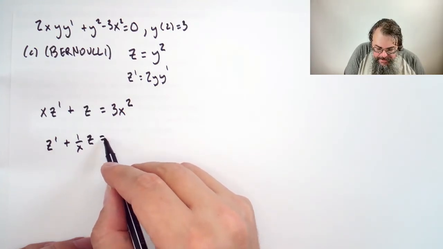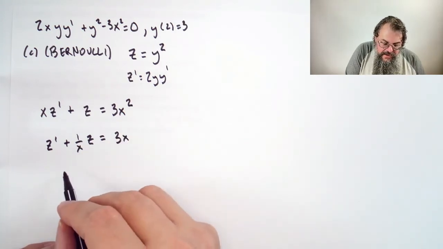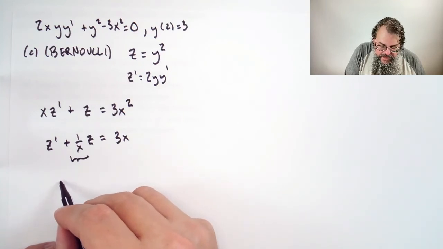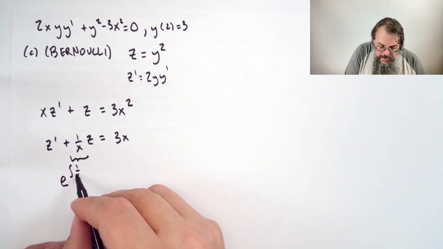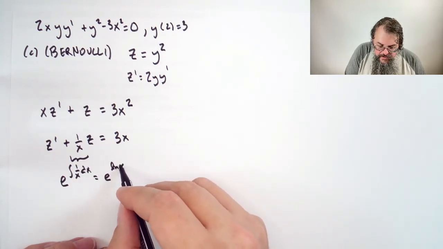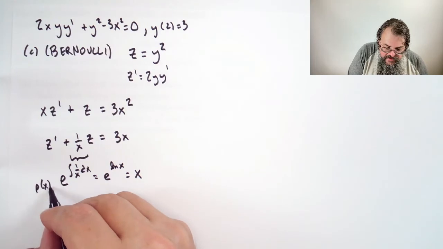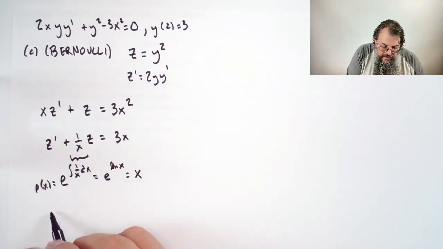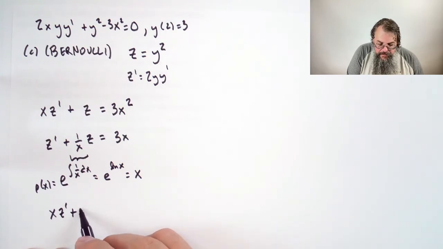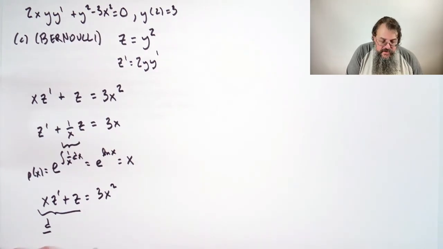But if you spot that right away, go ahead and use it. And if you don't spot it right away, go ahead and do the process. It's okay. There's no bonus points for being clever. You just get there a little sooner. No problem. So there is our integrating factor, x. And so x z prime plus z equals 3x squared. But this side is indeed the derivative of x times z.